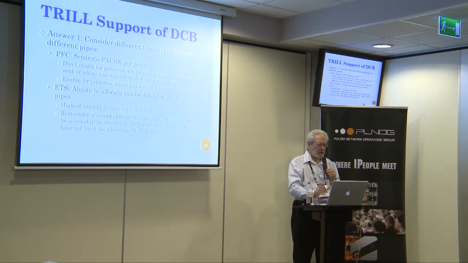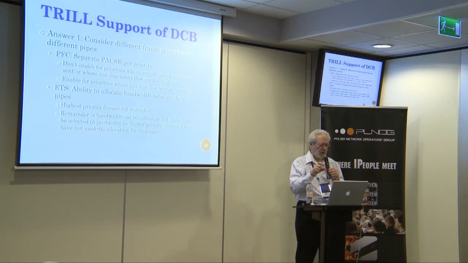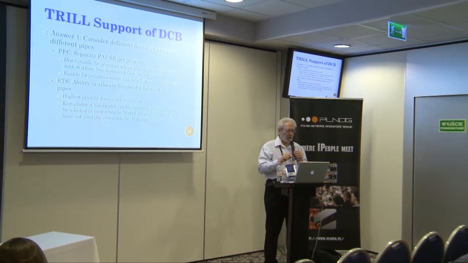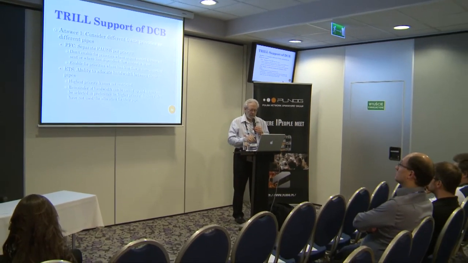Enhanced transmission selection is the ability to allocate percentages of bandwidth to different priorities such that if that priority is using less than that quota, it effectively gets higher priority. And certain very high priority frames, critical control frames, are exempt from all this. So it's really the remainder of the bandwidth after you take away those very high priority frames that can be allocated.